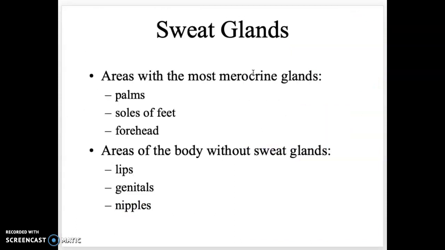So, merocrine glands, places that we have a lot of sweat: palms, soles of the feet, forehead, and remember, merocrine are the ones that are just cooling your body. Parts of the body that don't have sweat glands, lips, genitals, nipples, these are areas that we don't want to get slippery.